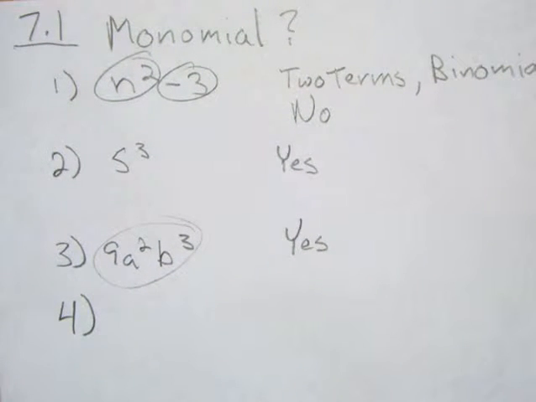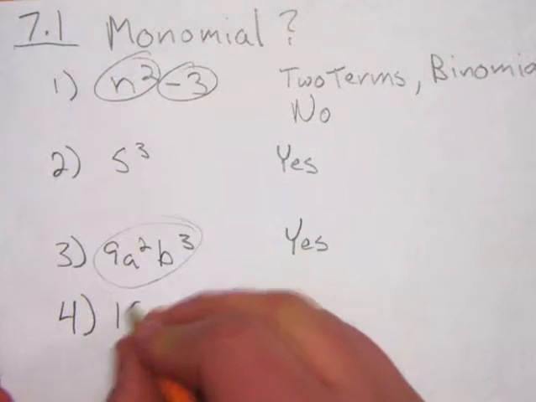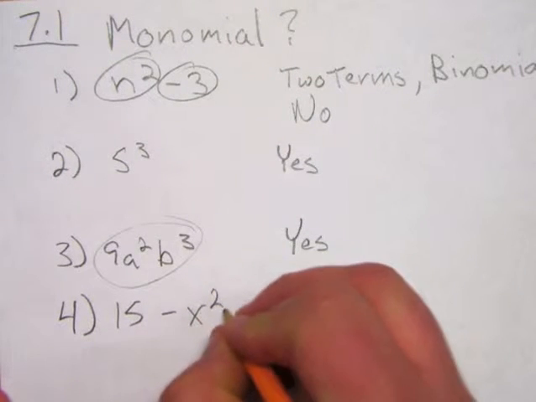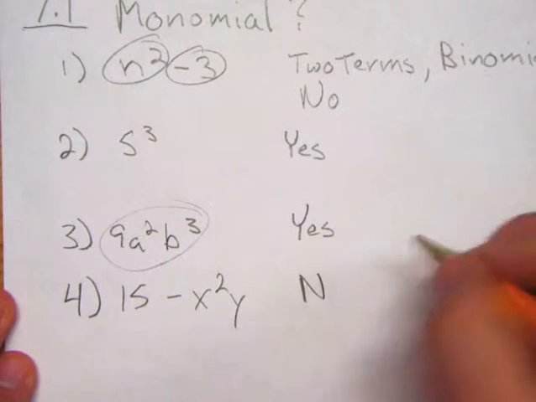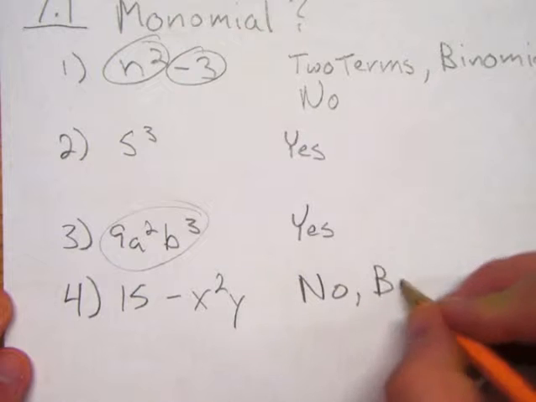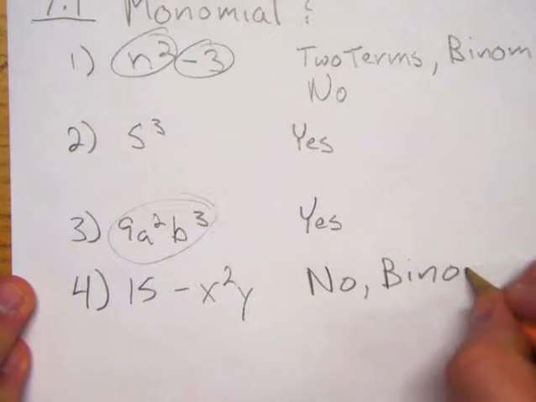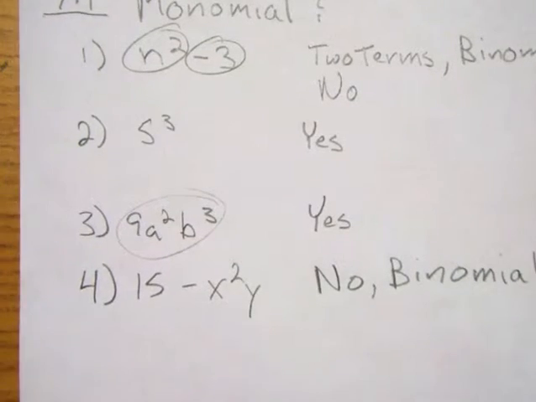No, number 4. Here we go. This one's tricky. Ready? Nope. No. Why? There's a minus sign. 2 terms. No, it's a binomial. And as you guys were saying, it's 2 terms. Now, what are the 2 terms?